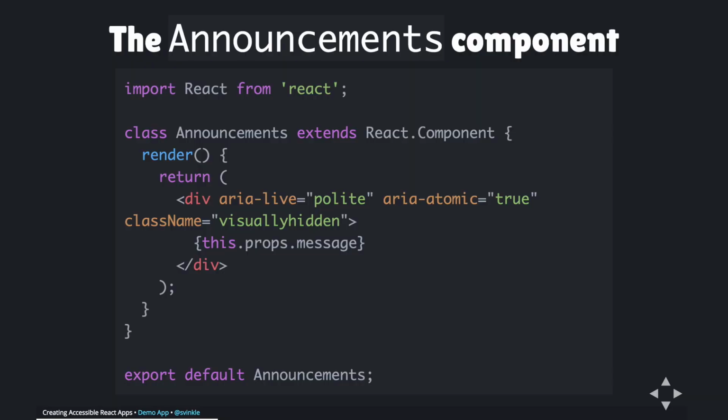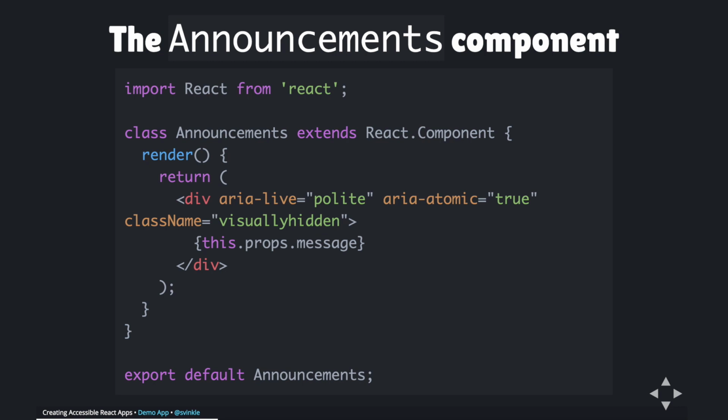So here we have the announcements component in its entirety. And I do read off what's on the slide in case anyone listening to me right now can't see the screen. So this is why I'm reading everything out. So first thing is to import React from React. And then we create the class definition with class Announcements extends React.Component. Within the class, we have a single render method. And within that is a return statement. And this simply returns a div element.